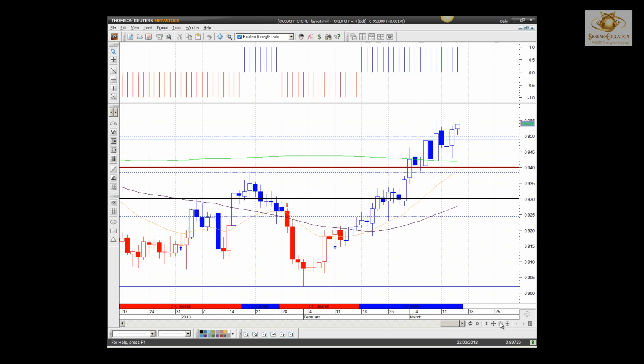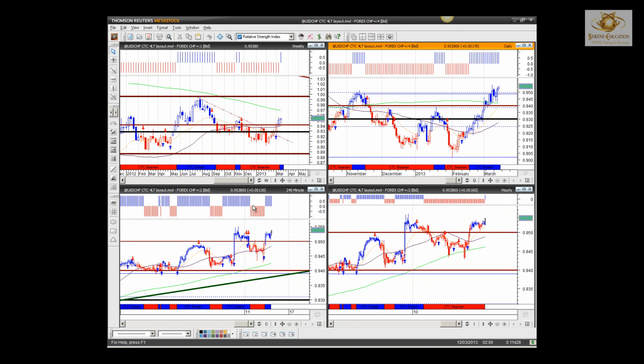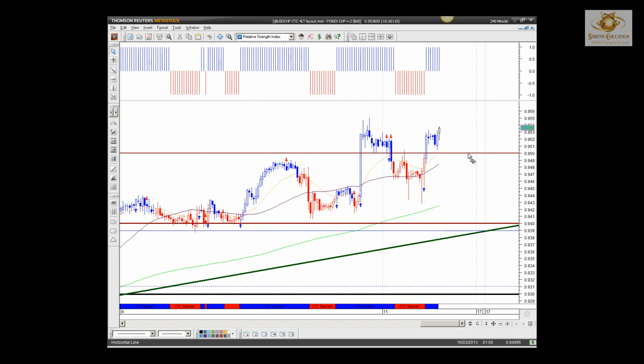So intraday we should be looking for price to maintain above 950. There we go, you can see my intraday support, and now we would like to see price moving higher. So everything on this time frame is telling us we should be looking for a buying setup. Everything's looking fantastic.